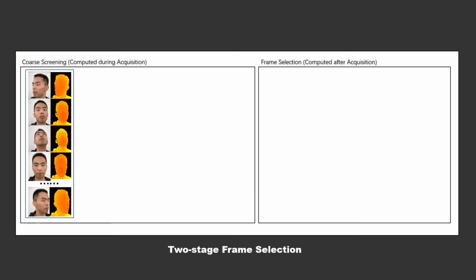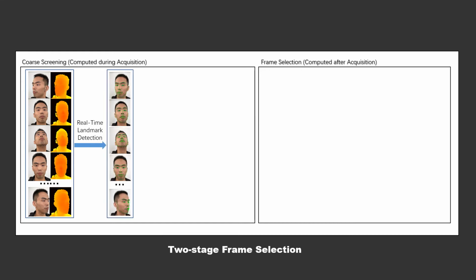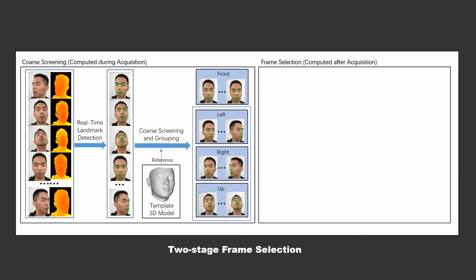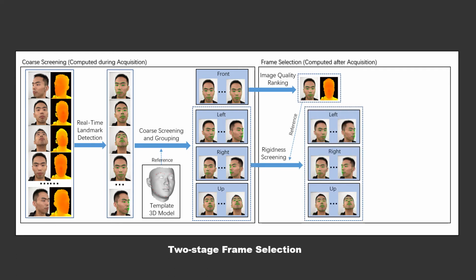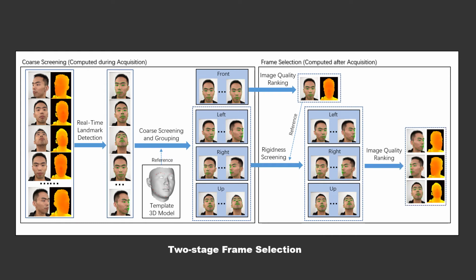Our frame selection algorithm consists of 2 stages. In the first stage, we perform a real-time landmark detection and then compute the rough head pose of each frame with a template 3D face model as reference for pose grouping. In the second stage, we first use image quality measurements to select the best frame in the front group. Then it is lifted to 3D and used as reference to compute accurate poses for rigidness verification. Finally, a best frame in each group is selected based on image quality ranking.